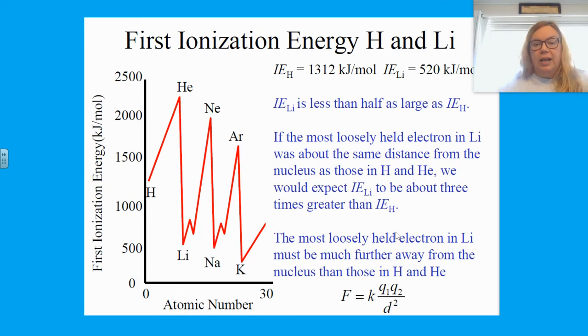Let's take a look at hydrogen versus lithium. So we have hydrogen here versus lithium, and lithium is very much smaller. It's like less than half as large as the ionization energy of hydrogen. And so if we think about it here, the distance is that much greater. So even though the charges are the same, the distance is that much greater. So that is what's making that ionization energy so much lower, because that attraction force isn't nearly as strong.